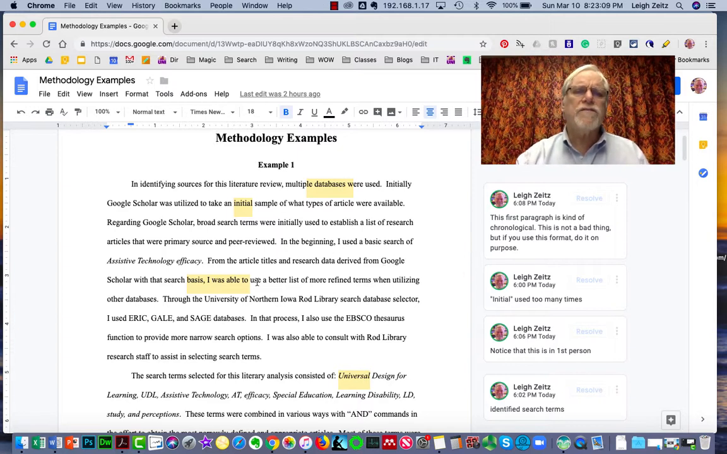I want to point out that this is first person. He says that the data derived from Google Scholar with the search basis, I was able to. This is one of the parts in the literature review that you can write in first person, meaning I'm telling you about what I did when I did the search. When you're doing the analysis and discussion, people don't care what you think. What they care about is what you're telling them about the research you found. But in this case, you can do first person.